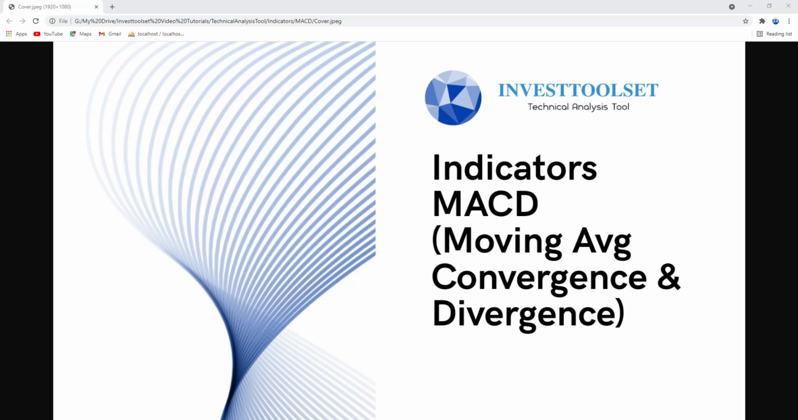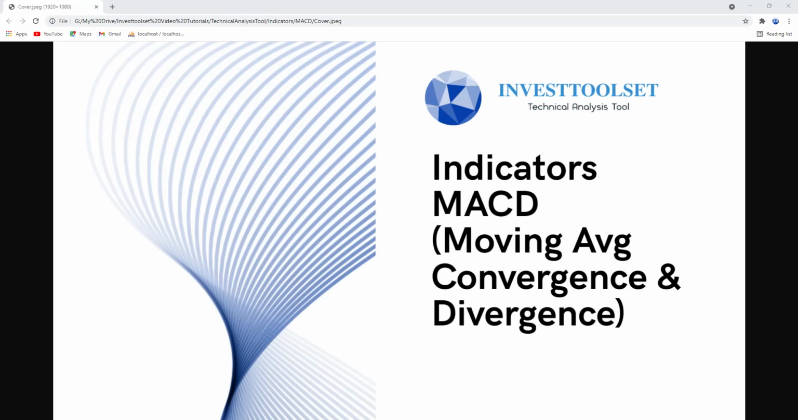In this tutorial, we're going to introduce another technical analysis indicator, MACD. The MACD stands for Moving Average Convergence and Divergence. It's an indicator derived from the moving average pairs, so it can be used as a trend follower. Also, it can be used as a price strength and momentum indicator.